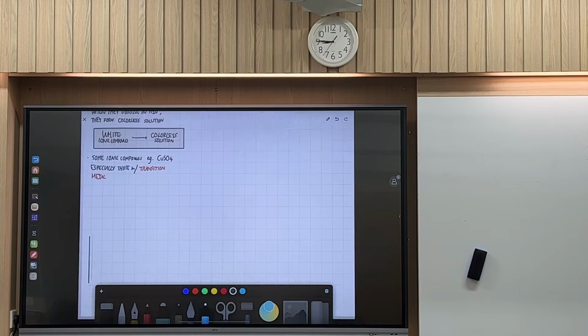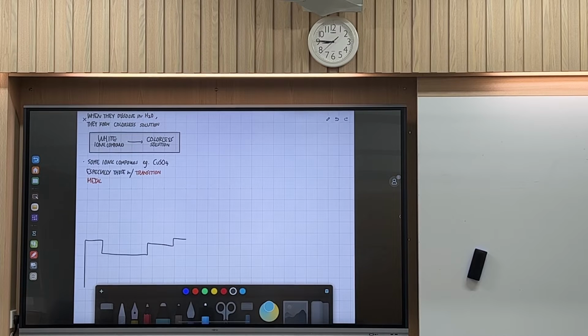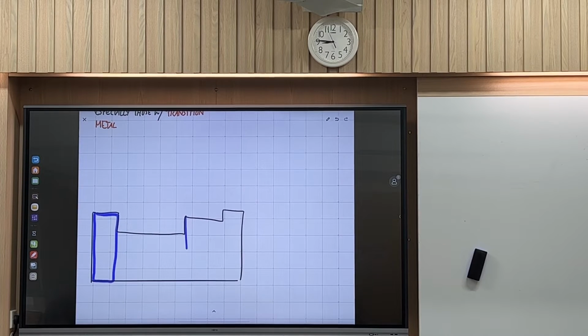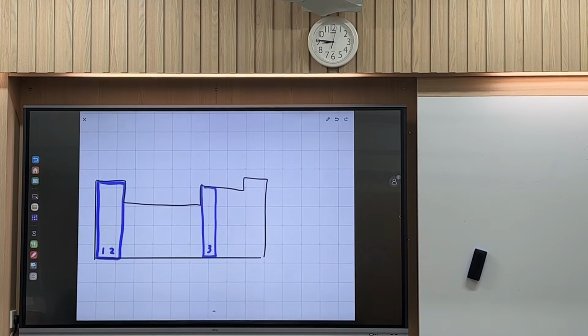Draw the outline of the periodic table first. So this is the periodic table. Where do we find the main group metals? We find them here. Group 1 and group 2 are called the main group metals as they belong to the main groups. We have 8 main groups: group 1, 2, 3, 4, 5, 6, 7, and 0. When we talk about main group metals, that includes group 1, group 2, and group 3. So main group metals form white compounds that dissolve to form colorless solution.